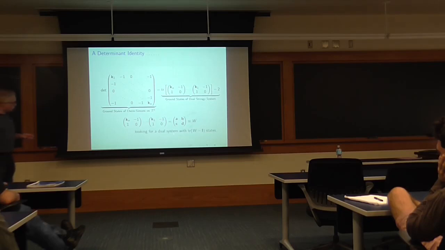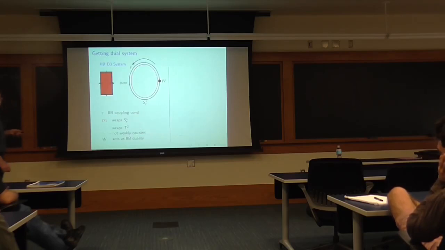So I'm looking for a dual system that has trace W minus 1 states. That's the right-hand side here. To construct the dual system, I'll just apply some standard set of U-dualities.